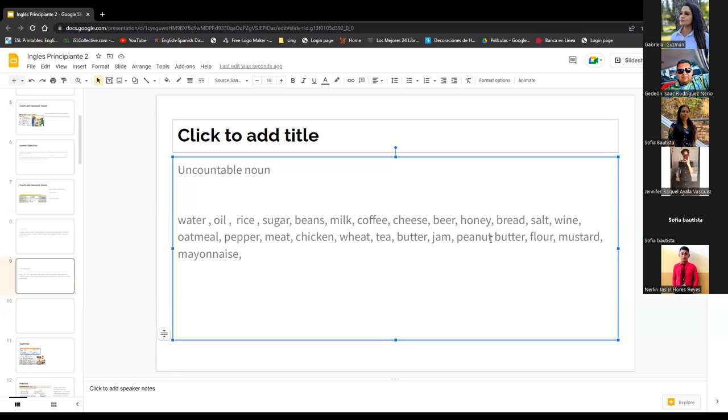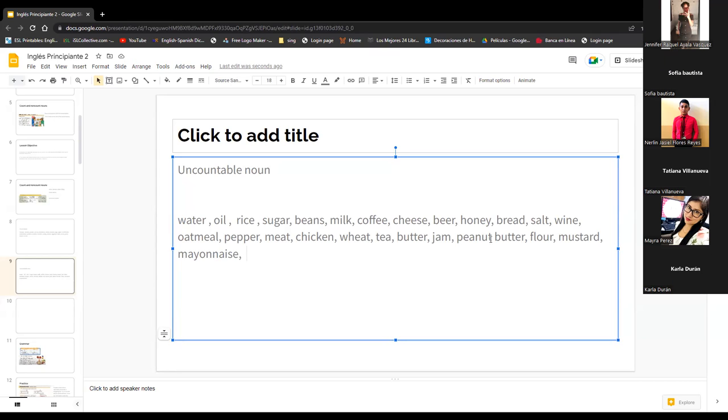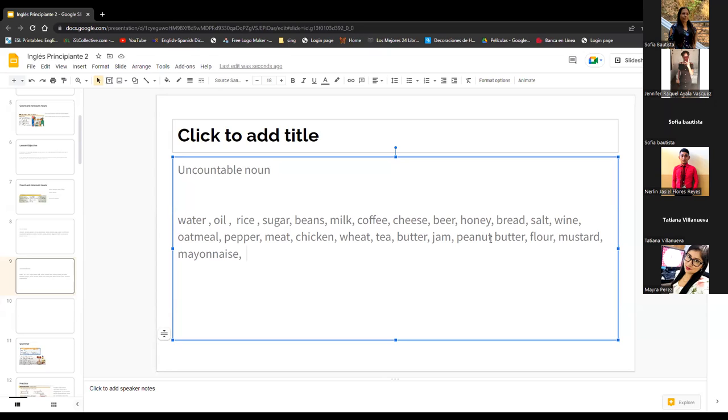Beans. Milk. Coffee. Cheese. Beer. Honey. Bread. Salt. Wine. Oatmeal. Pepper. Meat. Chicken.